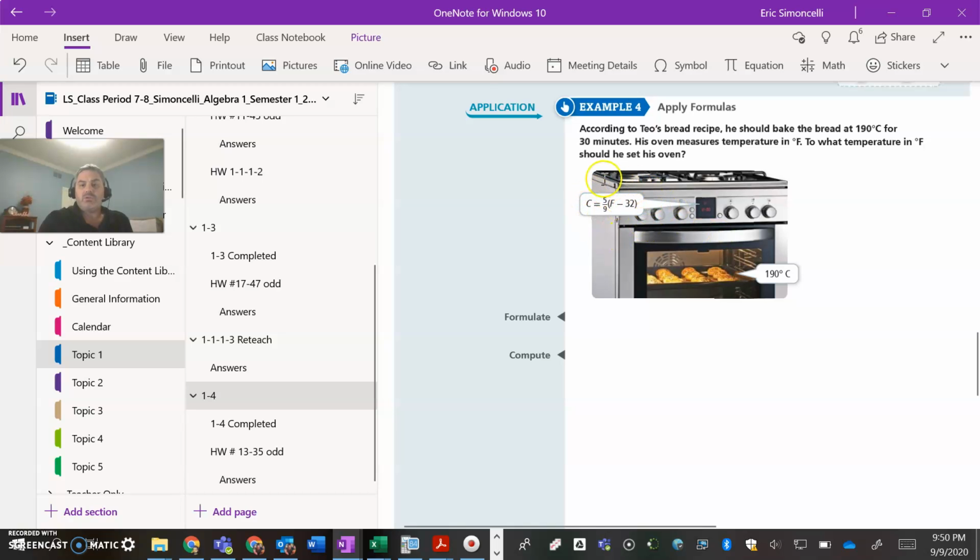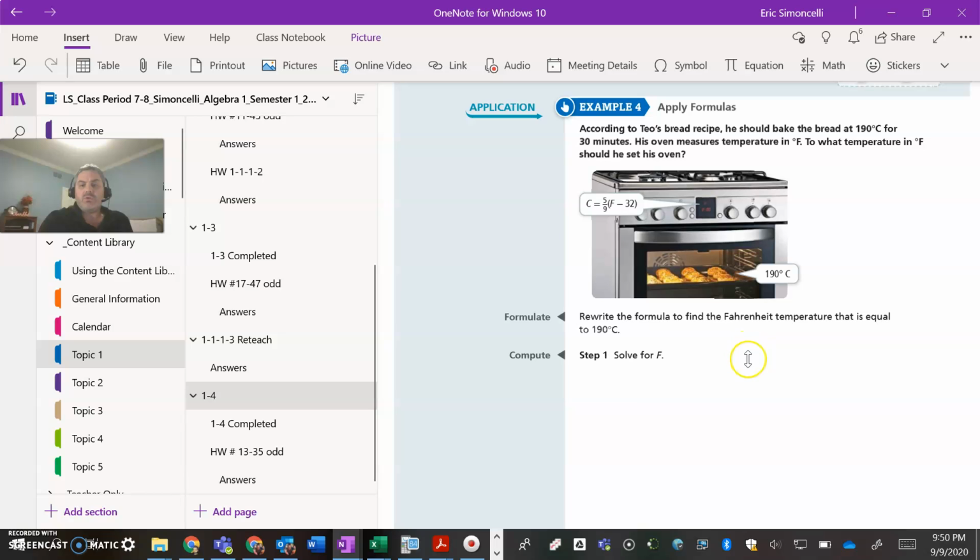So this equation right here, capital C equals 5/9 quantity F minus 32. This is how you would go about converting Fahrenheit to Celsius. So if you know F, you can calculate C. So let's take a look and see how that applies in this scenario. So rewrite the formula to find the Fahrenheit temperature that is equal to 190 degrees Celsius.